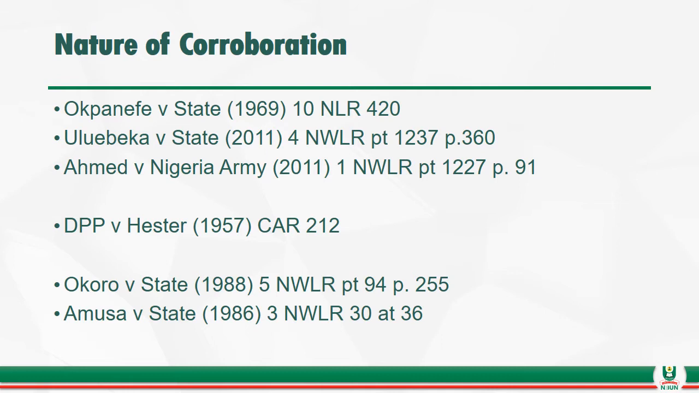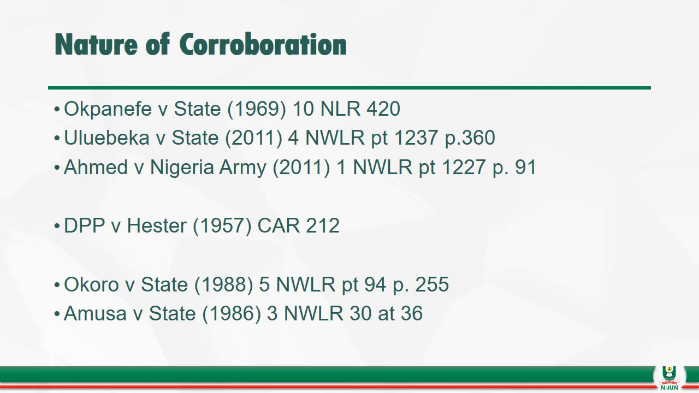And again, if we are looking at another issue in respect of corroboration, evidence which needs corroboration, can it corroborate another evidence in need of corroboration? Let's look at the case of DPP versus Hester, where it was held that evidence of a child may be corroborated by the unsworn evidence of another child and vice versa.